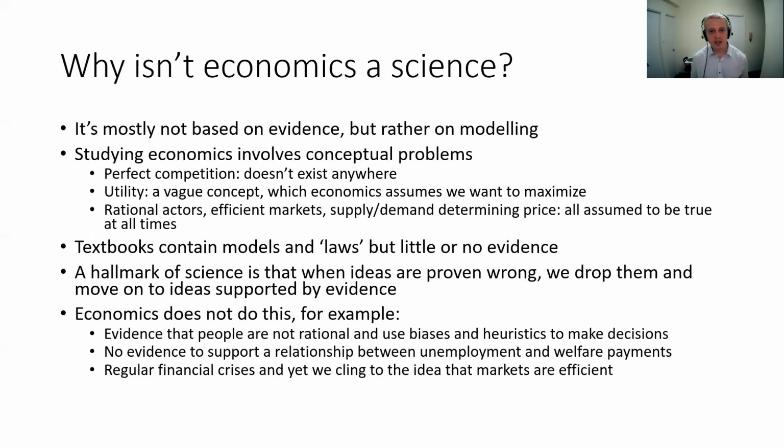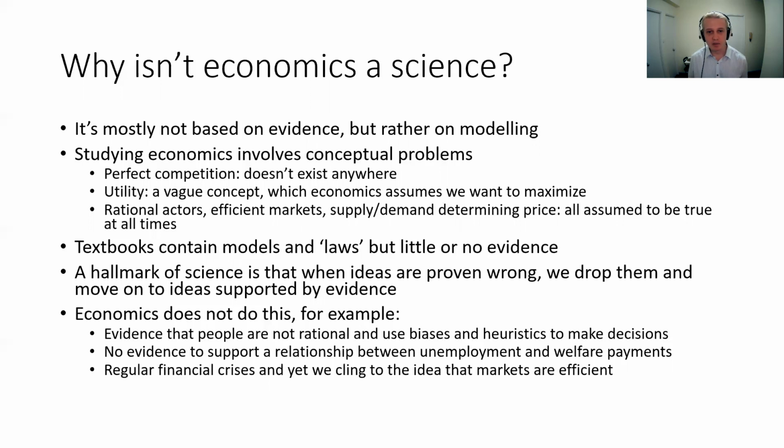So textbooks on economics contain lots of models and lots of supposedly eternal laws, but little or no evidence to support the laws. Now, a hallmark of science is that when ideas are proven wrong, we're supposed to drop those ideas and move on to ideas that are actually supported by evidence. But we can't do this in economics because economics does not respond to evidence. There's substantial evidence that people are not rational, that we use things like bias or heuristics to make decisions. So we're not making rational decisions most of the time.